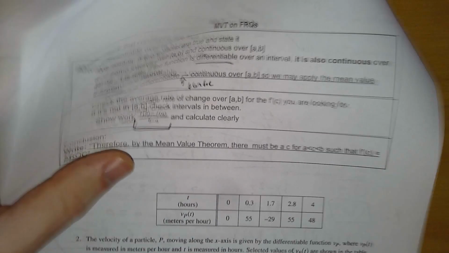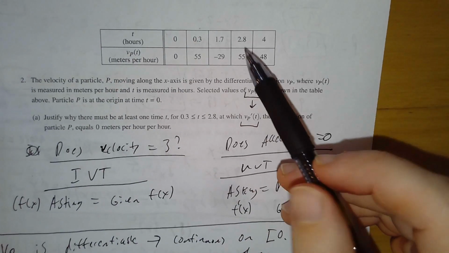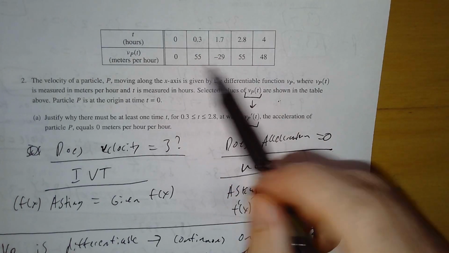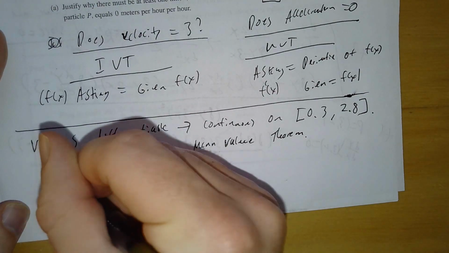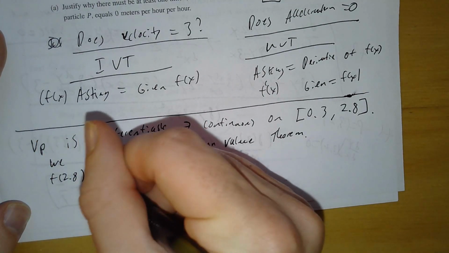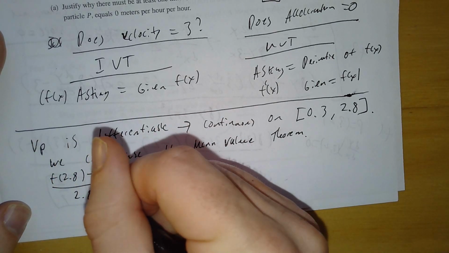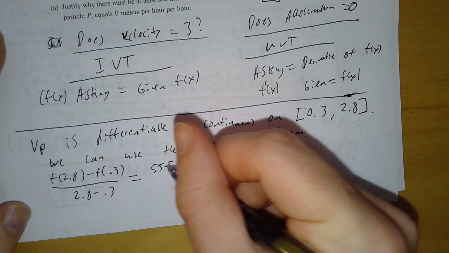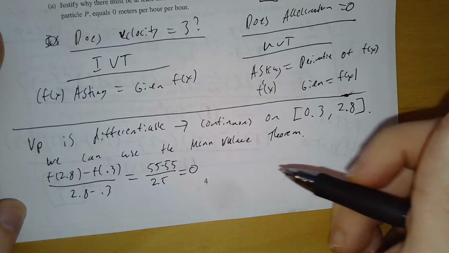Now I'm on step 2: get the AROC. It's going to be from 0.3 to 2.8. Sometimes you'll just see it. See how at 0.3 and 2.8 the y values are the same? That means the slope is 0. So f of 2.8 minus f of 0.3 over 2.8 minus 0.3 equals 55 over 50 minus 55 over 2.5, which is just 0.